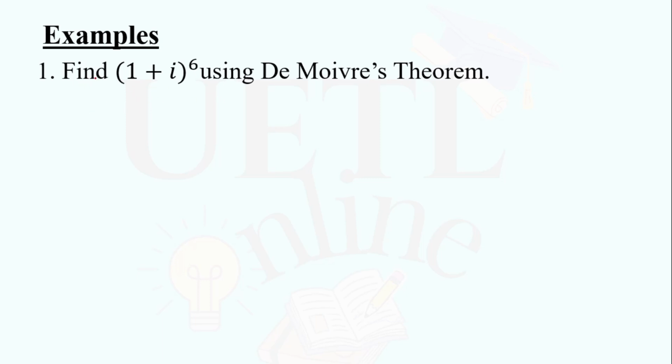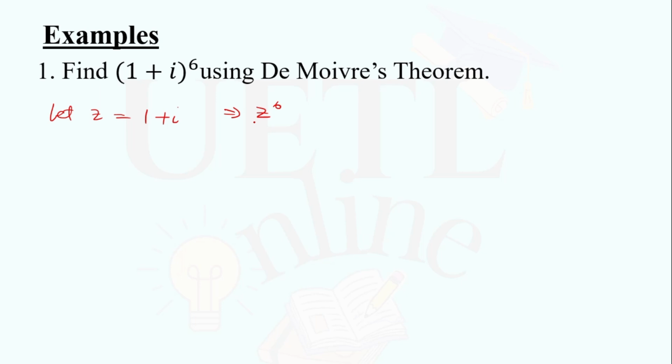Our first example is to find (1 + i) to the power 6 using De Moivre's theorem. So what we're going to do first is let z equal 1 plus i. Let's say this is our complex number, and we are being asked to find z to the power 6.